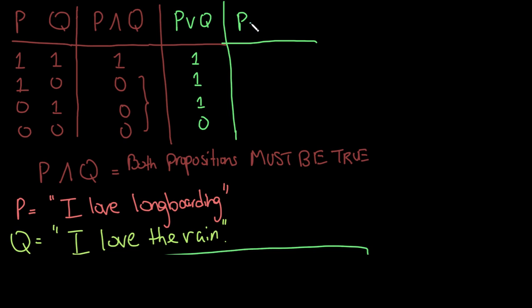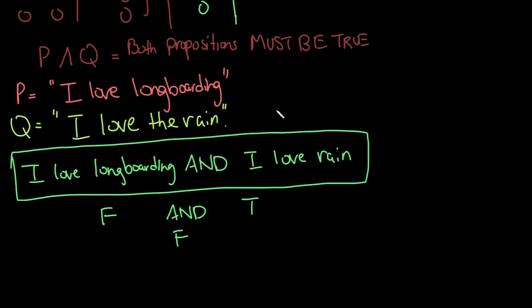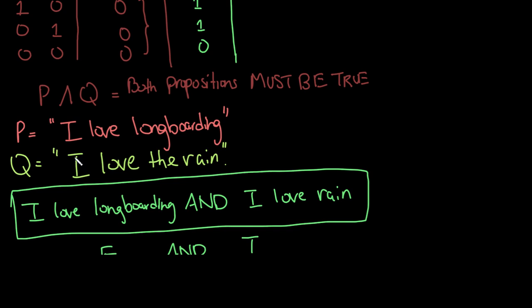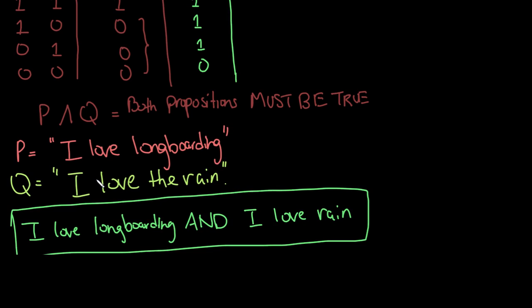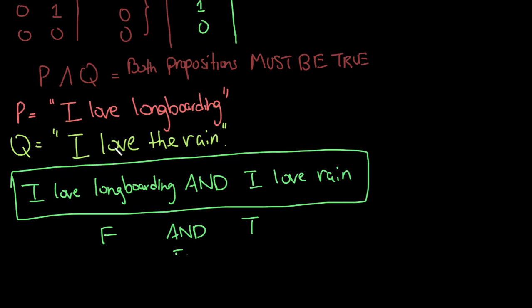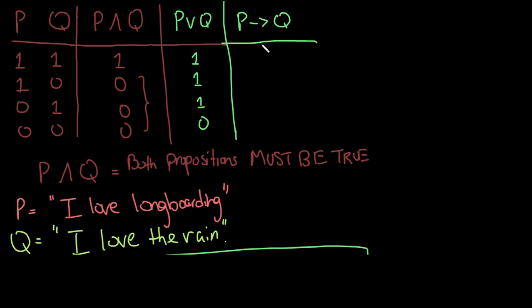Let's look at another one. Let's look at the implication. P implies Q. If I love longboarding, then I love the rain. You're basically saying if you love one thing, then you love the other. If P, then Q. You're basically implying that the person who loves longboarding also loves the rain. But what if one of these things were false? When it comes to implication, it's only false when P is true and Q is false. So in this case, this is false, and everything else is going to be true.